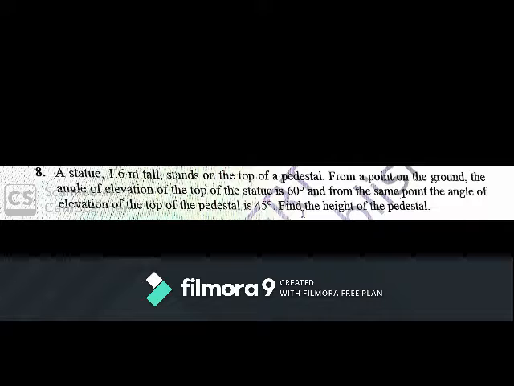Understand, there is a pedestal, meaning a platform. Pedestal means we can also climb on that. So that pedestal is there, a platform, and over that is the statue which has a height of 1.6 meter.